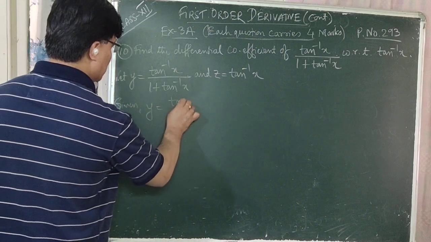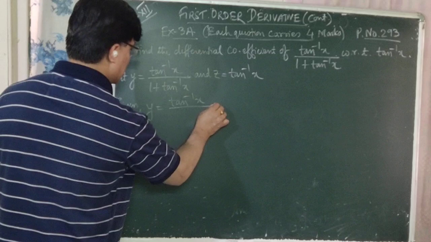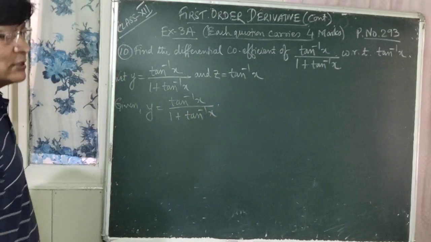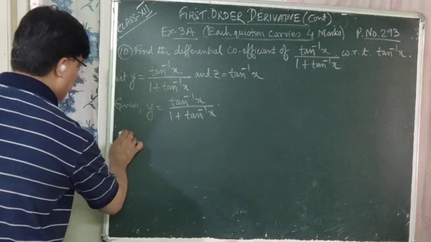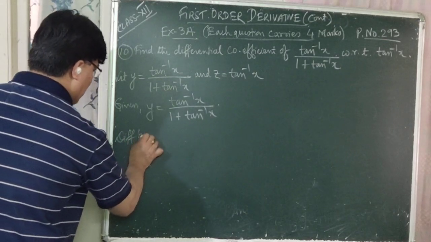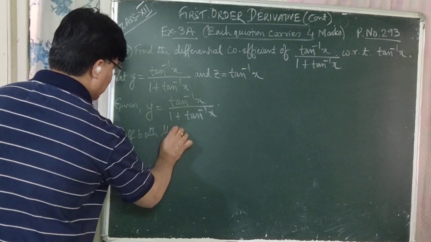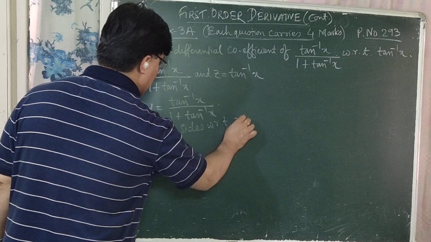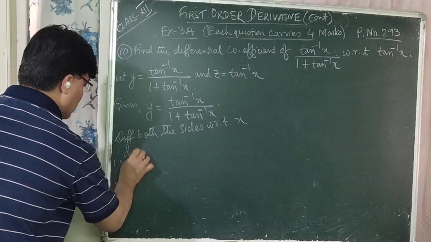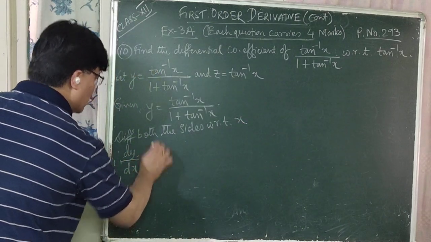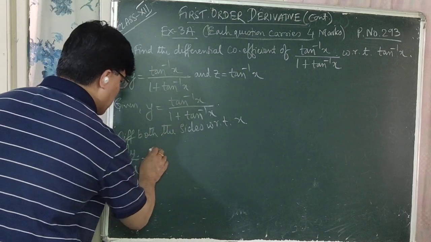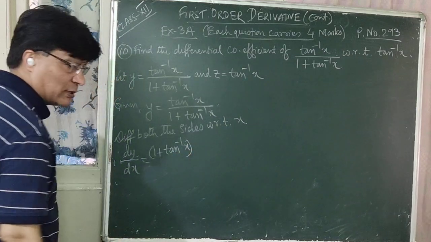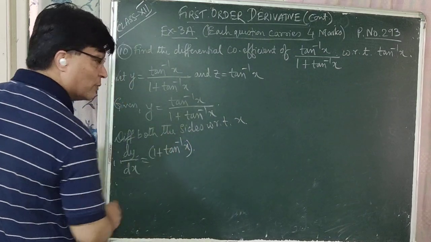y is equal to tan inverse x divided by 1 plus tan inverse x. Let us differentiate it directly with respect to x. So differentiating both the sides with respect to x, dy by dx is equal to, which rule is used? u by v. Let us keep the denominator as it is, that is 1 plus tan inverse x is kept same. Now differentiate the numerator with respect to x.